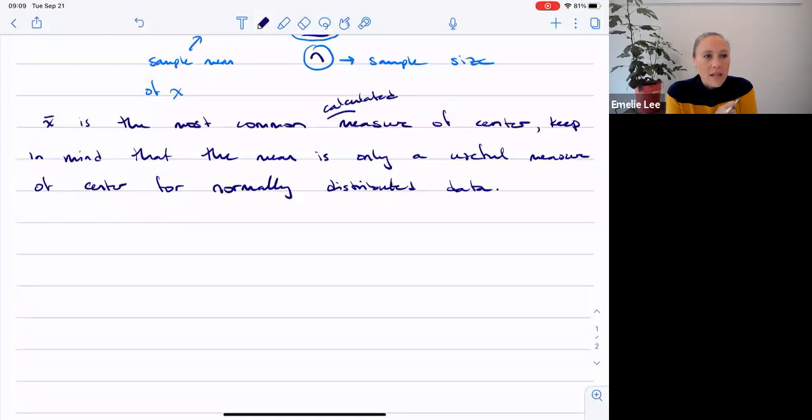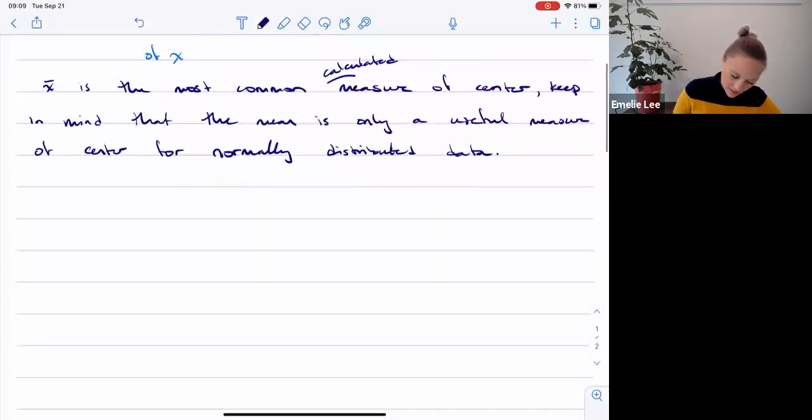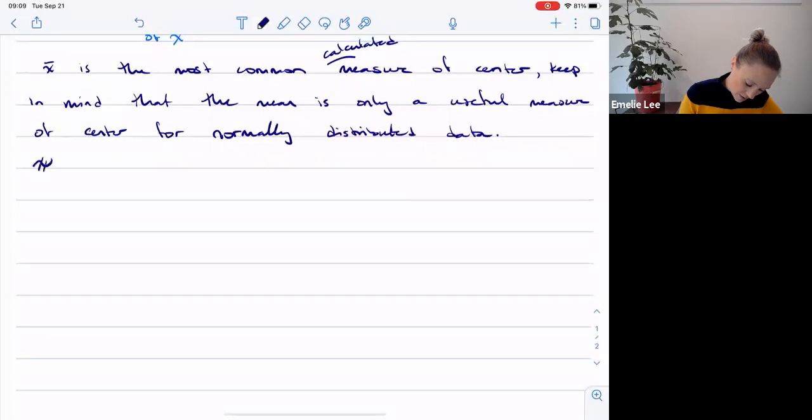So let's see here. We have to remember that the mean, although we can calculate the mean for any data, only really applies as a measure of center for normally distributed data. Okay, and so for the measure of spread that we're going to use for normally distributed data, here's where we start our fresh page. So that's the end of the kind of review.